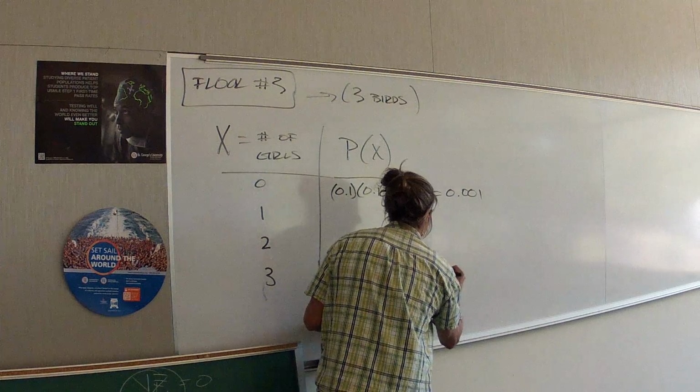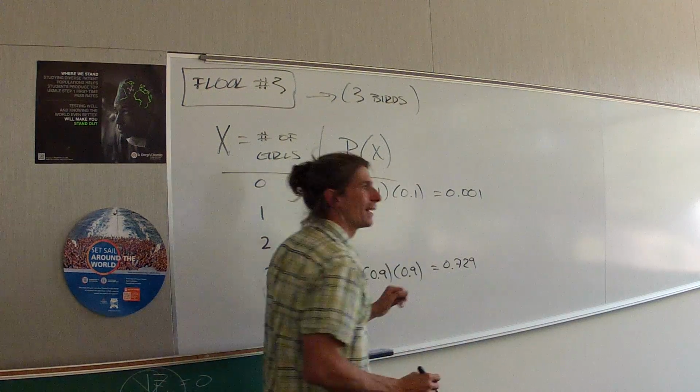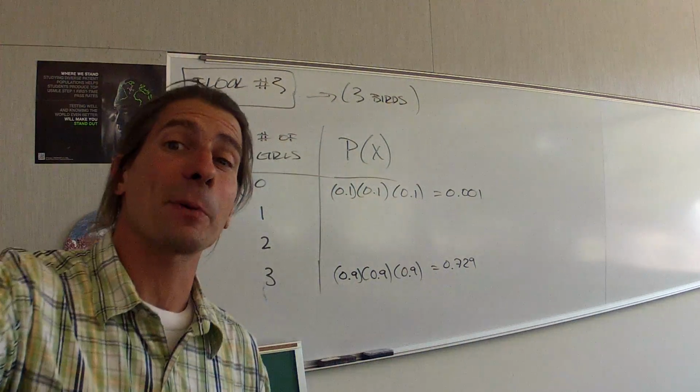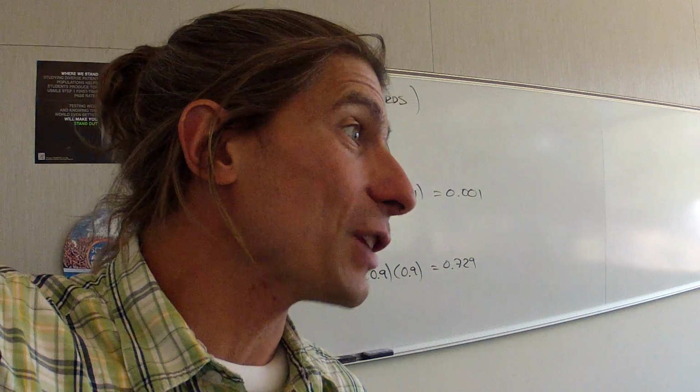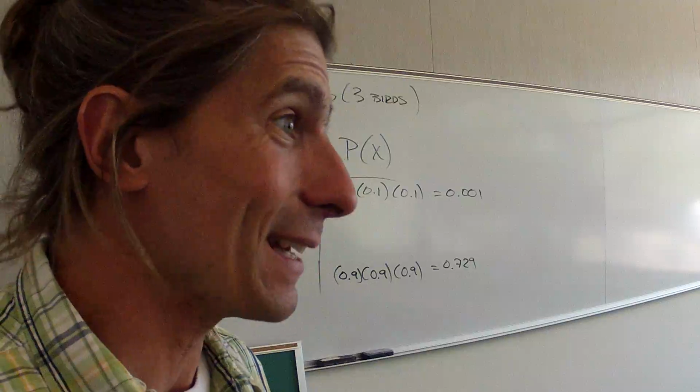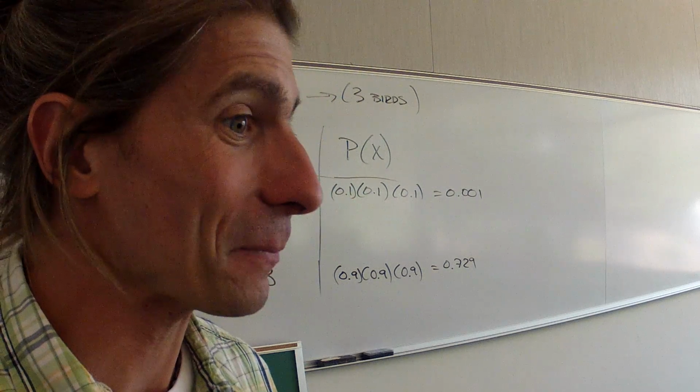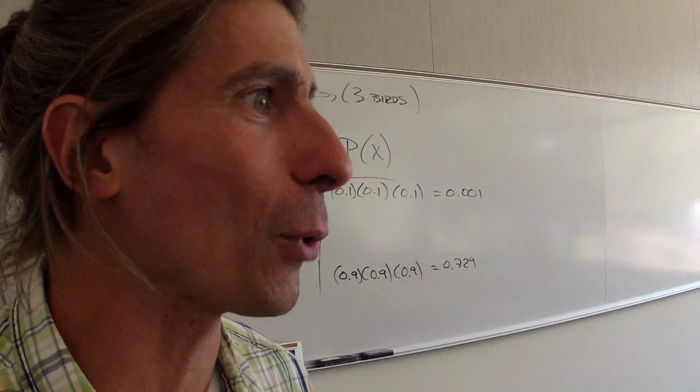729? Check me on that. Yeah. Thank you. Notice there was a 90% chance when I only bought 1 bird that I had a girl. Then it went down to 81%. Now it's down to about 73%. Fair enough? Yeah, it's getting challenging. It's getting challenging because every time you buy another bird, you're rolling the die again.